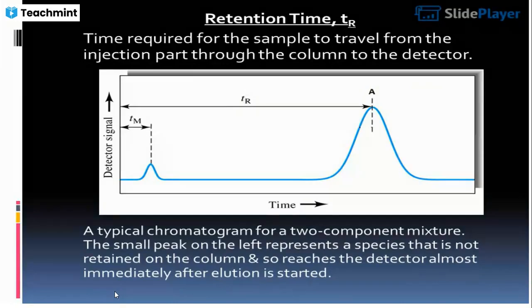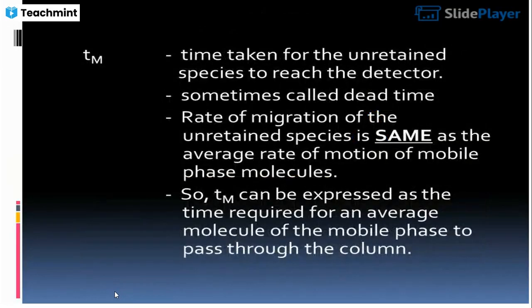tM, the time taken for the unretained species to reach the detector, is sometimes called dead time. The rate of migration of the unretained species is the same as the average rate of motion of mobile phase molecules. So, tM can be expressed as the time required for an average molecule of the mobile phase to pass through the column. Retention factor.